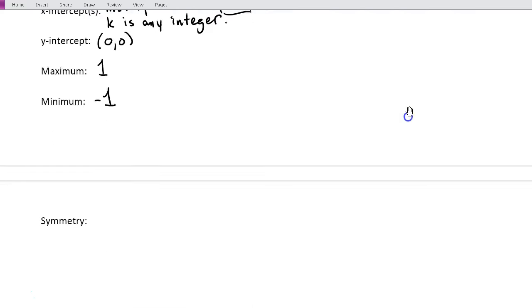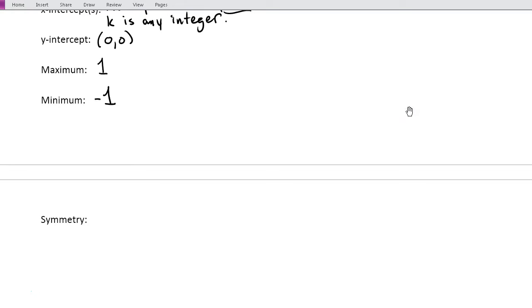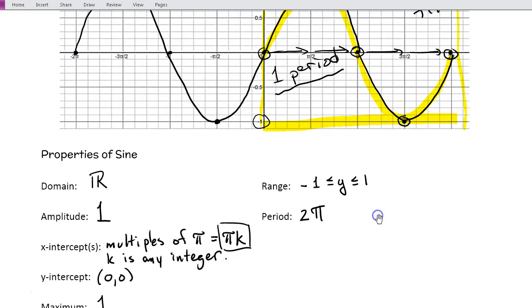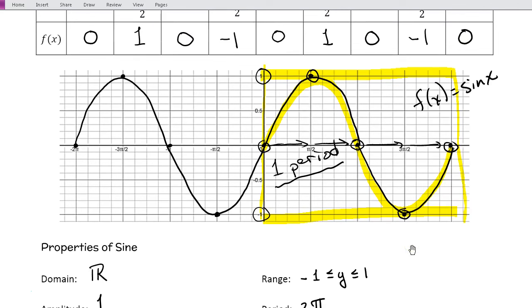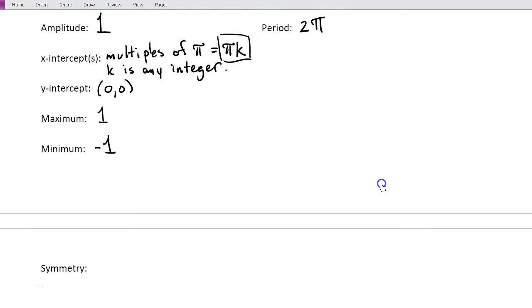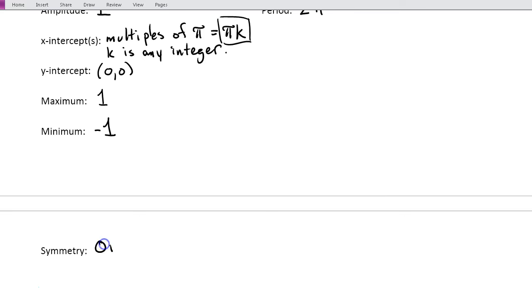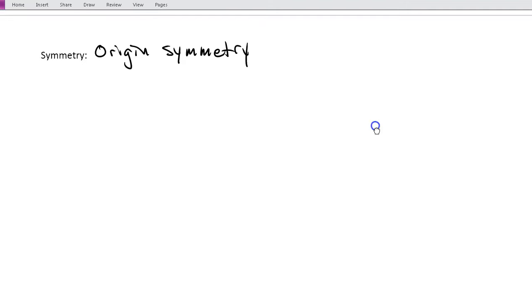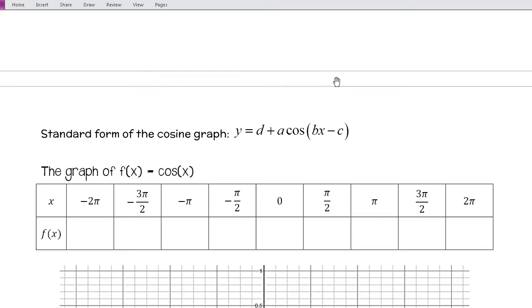Alright, so let's go ahead and move on to, oh, we got symmetry down here. So this actually has origin symmetry. If I take this part of the graph and rotate it 180 degrees, it will line up back with itself. So we have origin symmetry. Alright, now we can move on to cosine. We're going to go through the same procedure here.